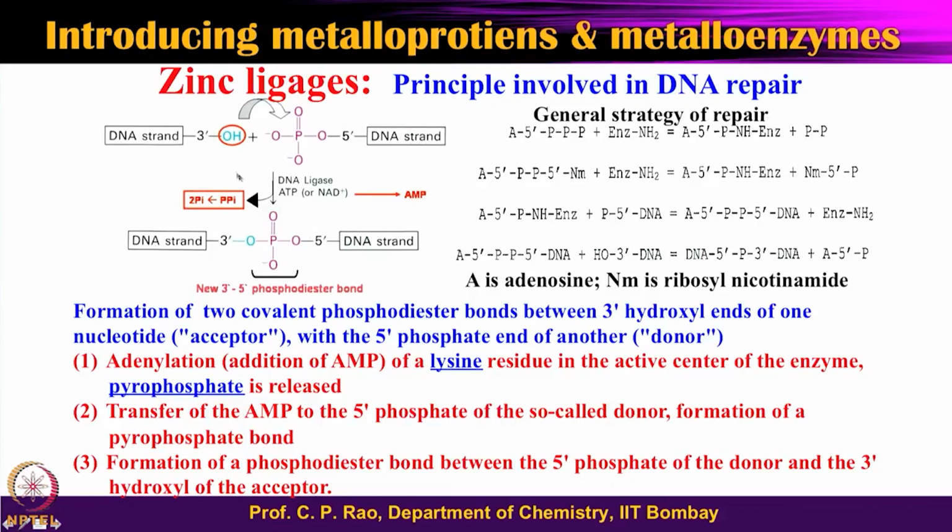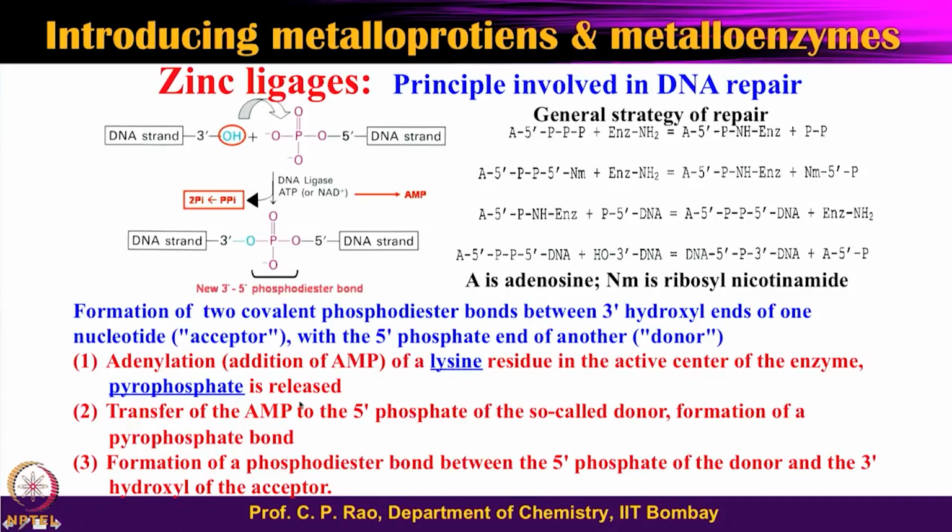Okay. So, therefore, you can see all of them, the 3', the 5', and the ATP utilization, and then finally bond formation. So, you have a 3' strand and the 5' strand together. This will lead to the formation of the covalent phosphodiester bonds between the 3' hydroxyl end of one of the nucleotides, which you call the acceptor, and the 5' end, which is phosphate, which is called the donor in this case. In this terminology, this is called the acceptor, this is called the donor.